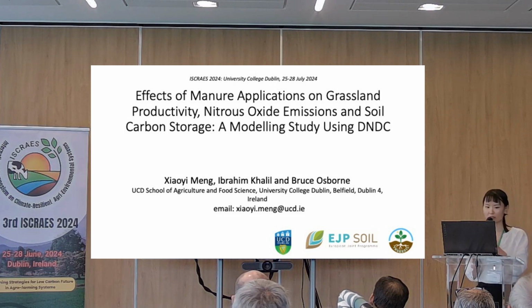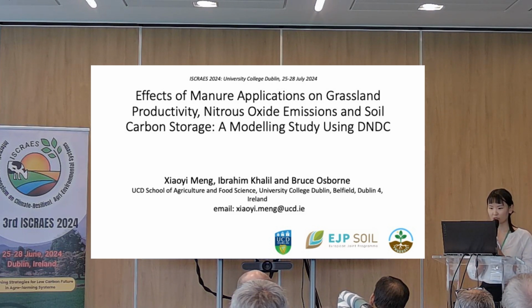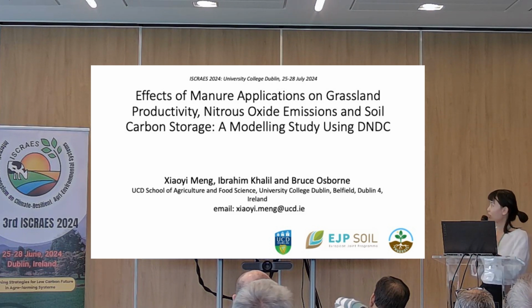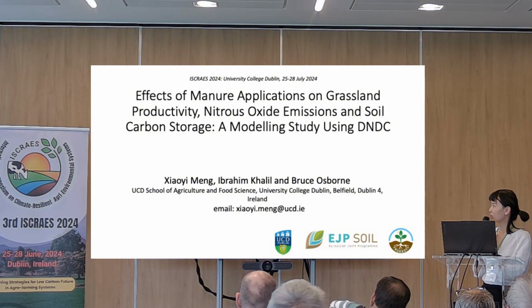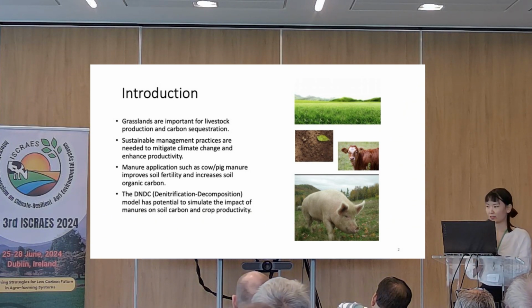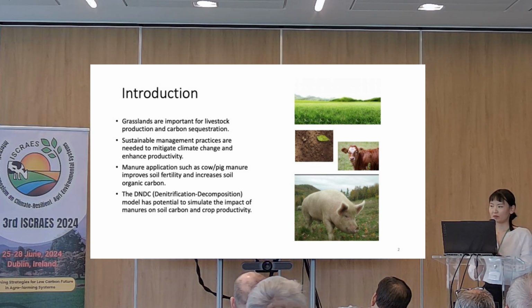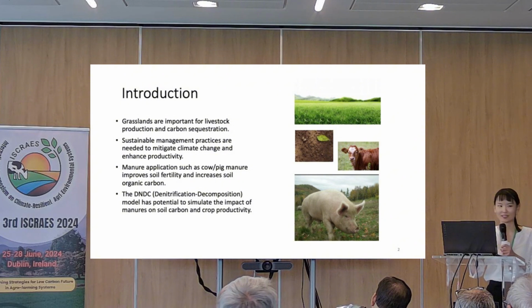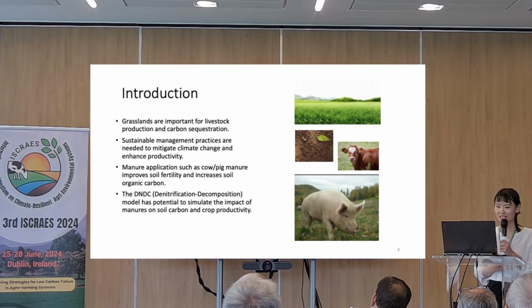Today the topic is effects of manure application on grassland productivity, nitrous oxide emissions, and soil carbon storage: a monitoring study using DNDC. Today the result is very preliminary, so not as much as the previous studies.